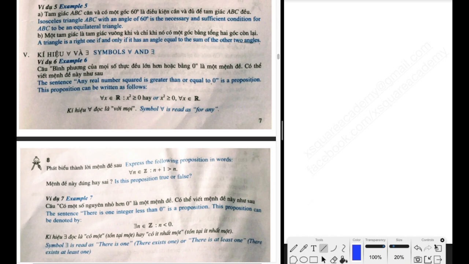So the symbol, you see the symbol, the V shape upside down, stands for "for any".